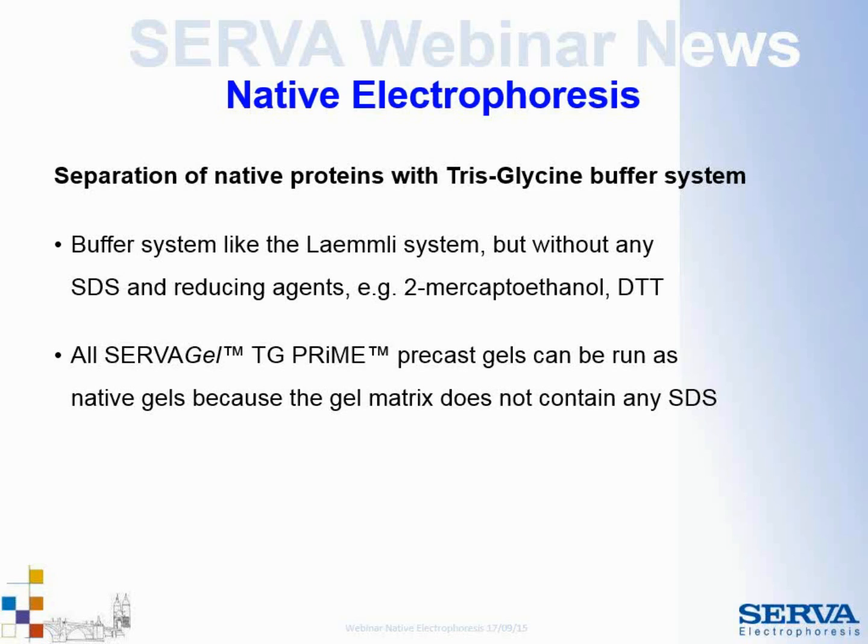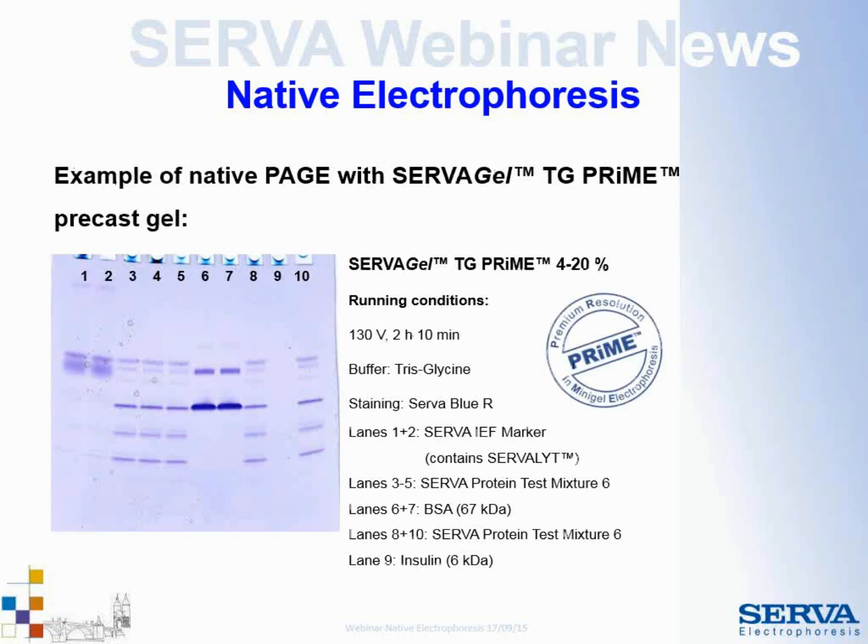So all SERVA TG Prime precast gels can be used for this application because the gel matrix does not contain any SDS. So for this more common but very simple kind of native electrophoresis, these gels can be used. This is an example of a SERVA TG Prime gel. It's a gradient gel, 4 to 20% acrylamide, and here are some markers and proteins separated.